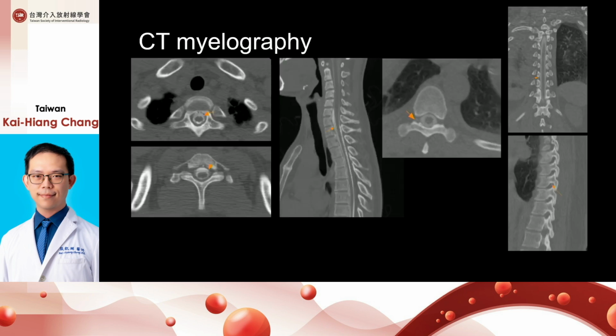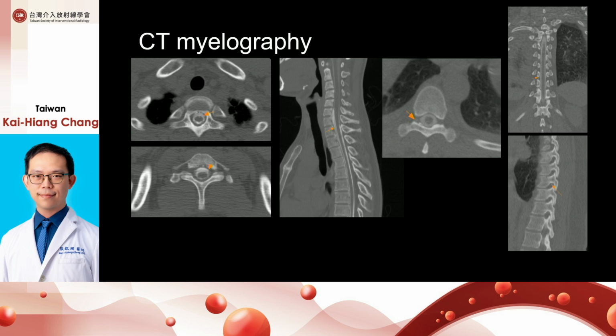So when MRI fails to pinpoint the leakage site, we often turn to CT myelography, which is my second line, because it's a little bit more aggressive. You have to do the lumbar puncture. You have to inject the intrathecal contrast medium.